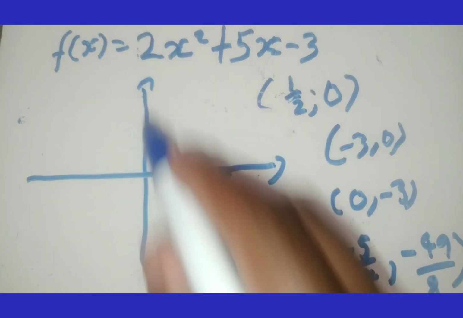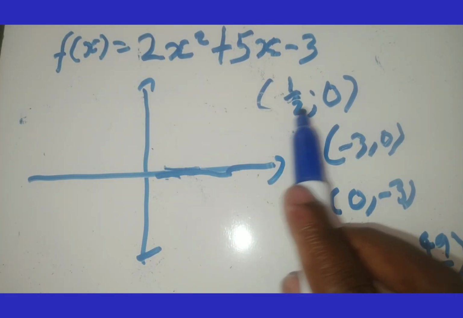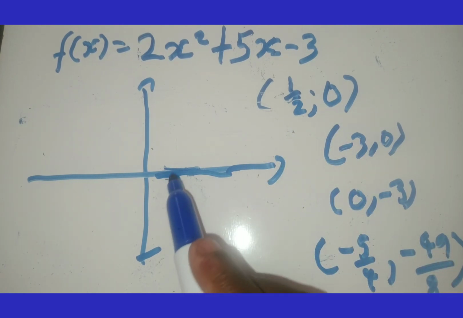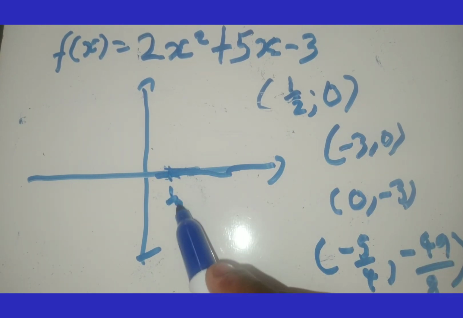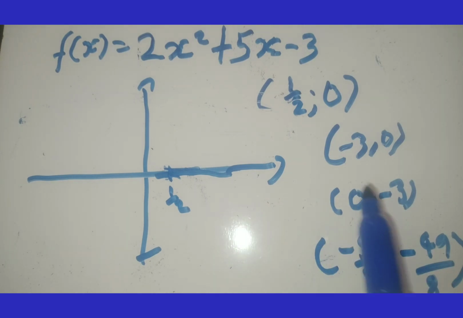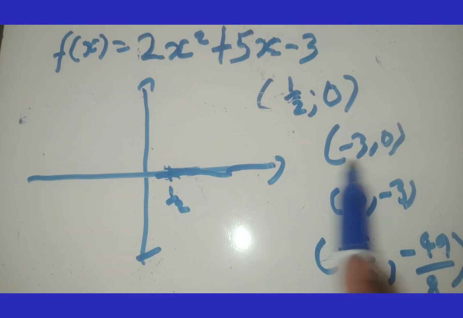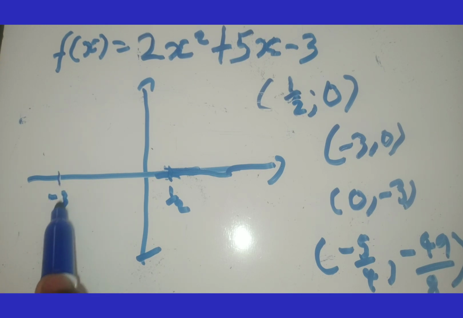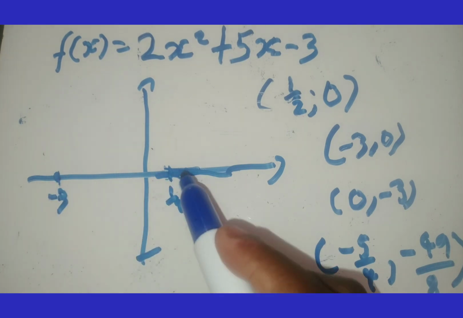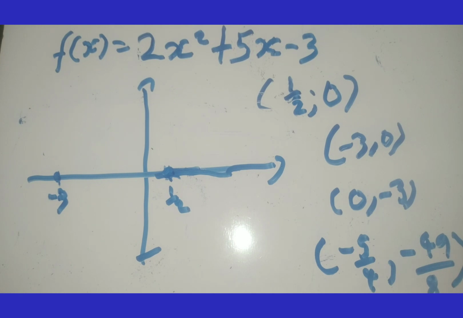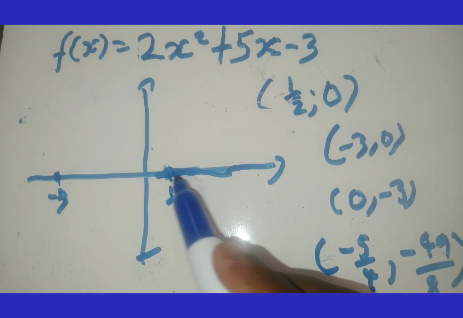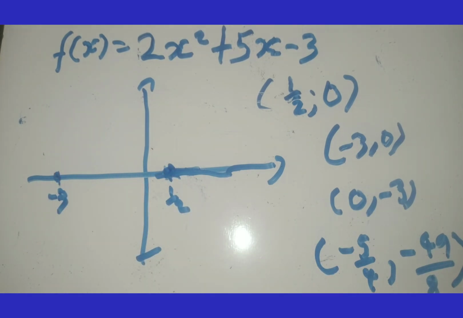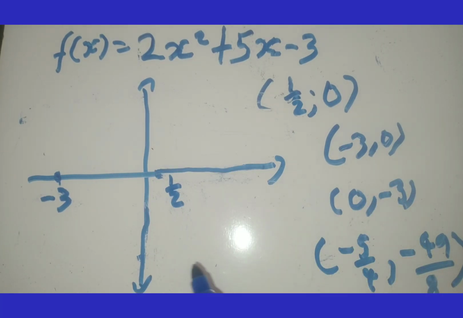So we're going to estimate. This was half and 0, the first x-intercept. So half can be somewhere here. Notice I estimated, I didn't draw. Minus 3 is to 0, the other x-intercept, probably somewhere there. So this coordinate and this coordinate, this point and this point. And our y-intercept, when x is 0, y is minus 3, so 0 is to minus 3 is somewhere here.